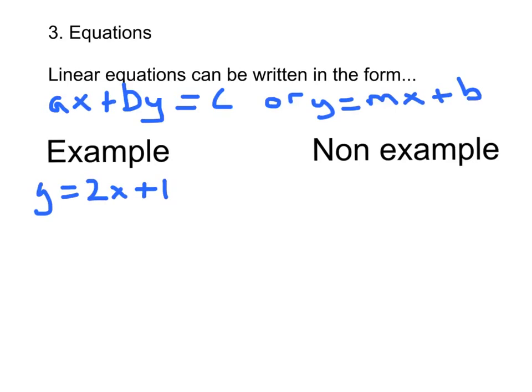We also have an example of negative 3y plus 5x equals 6. And that's an example with an a, b, and a c. Ax plus by equals c. But it might just be switched around a little bit.